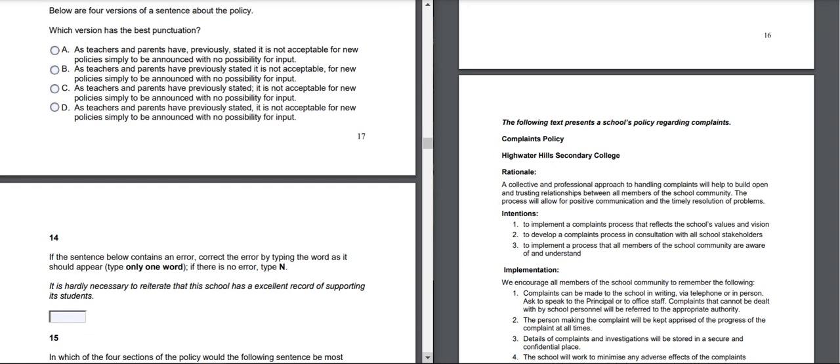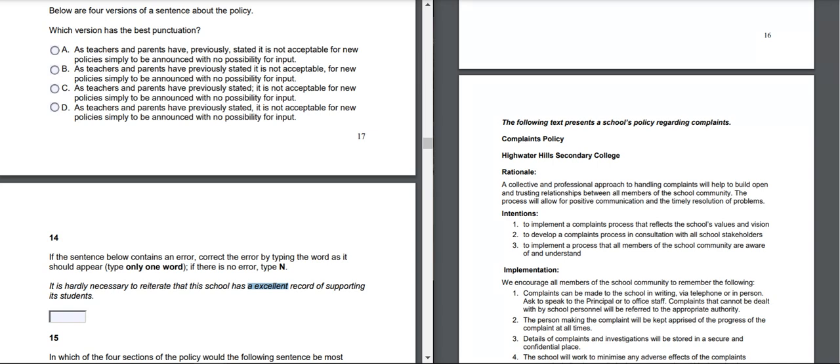Question 14. These are questions which you will have in your LANTITE. It's just looking at a sentence and writing the letter N if there's no error and correcting the error if there's something that's spelt wrong. It's hardly necessary to reiterate that this school has it should be an excellent record of supporting its students.